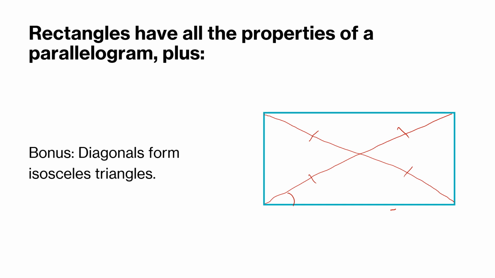We get one here. We get one isosceles triangle down here, matching with the one above, and then we also get an isosceles triangle that is along the side. So we get two pairs of congruent isosceles triangles. Notice that the diagonals do not, in a rectangle, necessarily bisect the angle, but they do bisect each other because they are parallelograms.